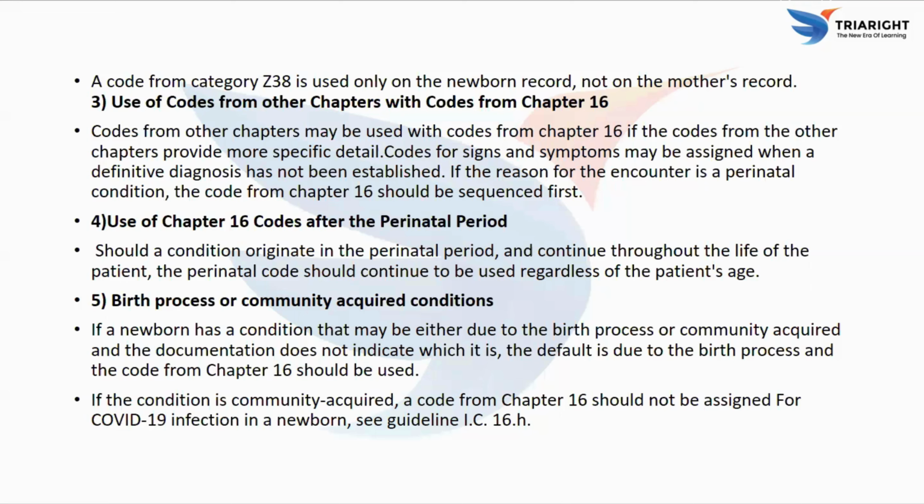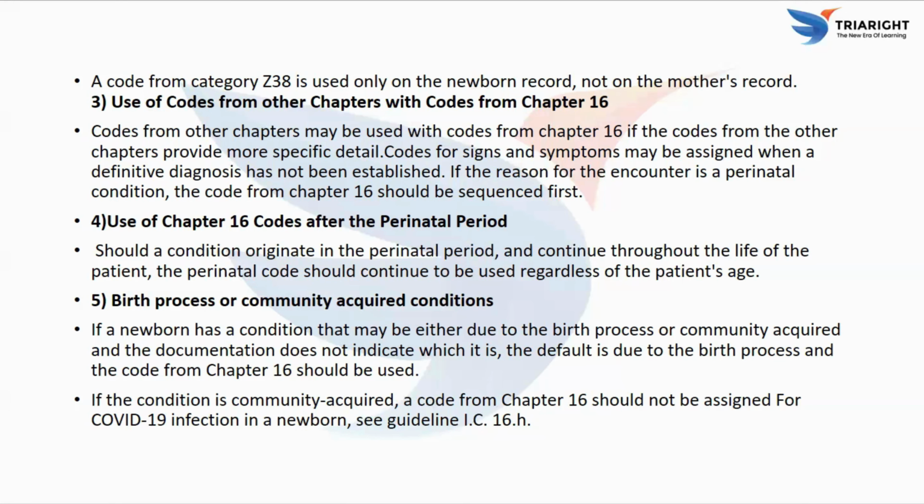specific information. So newborn with newborn jaundice, you have to use P59.0 chapter 16. If there is a newborn with pneumonia, you have to use P23.9 code which describes newborn pneumonia. If organism known, add relevant code from the chapter 1. So what is the important rule? If the main reason for the baby's visit is a perinatal condition, the chapter 16 code must be sequenced first.